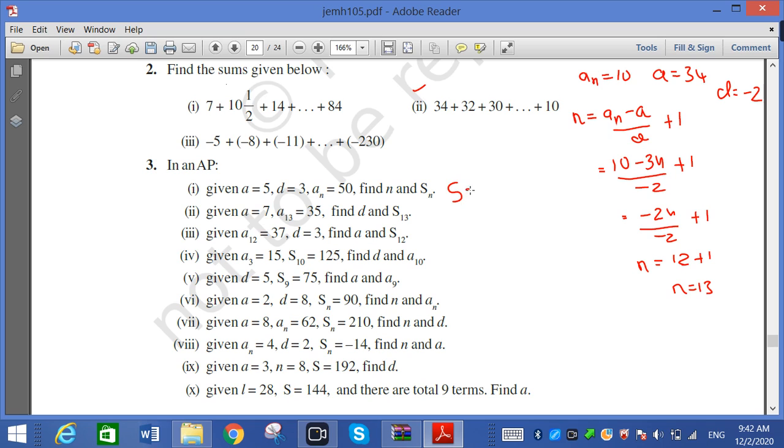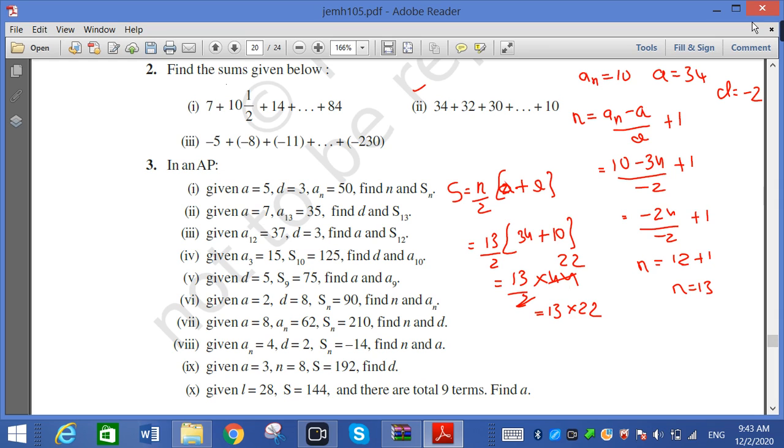Now we directly put S is equal to n by 2 into A plus L. So n is 13 by 2, first term is 34, last term L is 10. So 13 by 2 into 34 plus 10, that is 44. Cut it to 22. So 13 multiplied by 22, we get the answer. 22 into 13: 6, 6, 2 and 2, so 286.